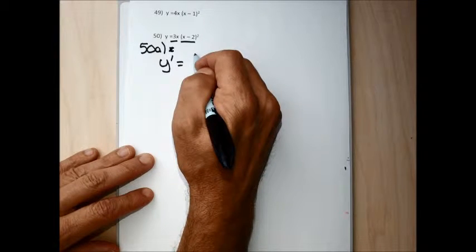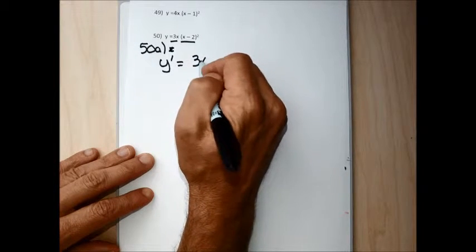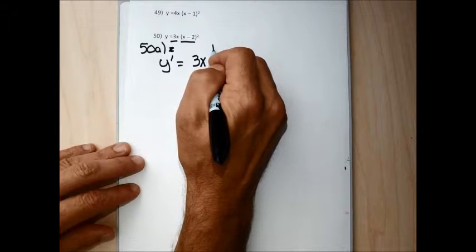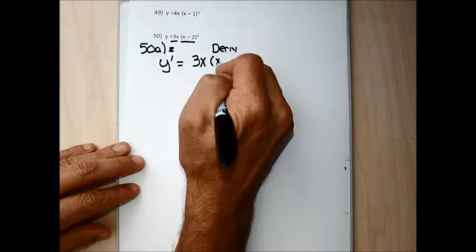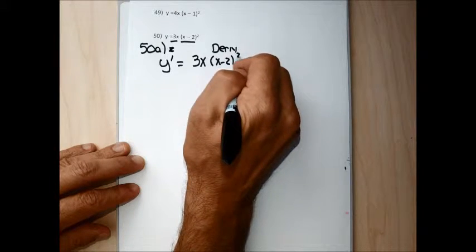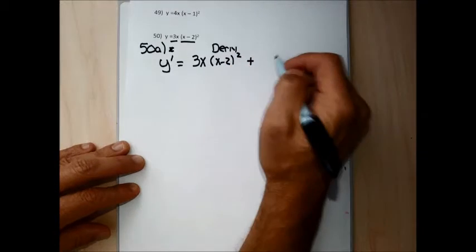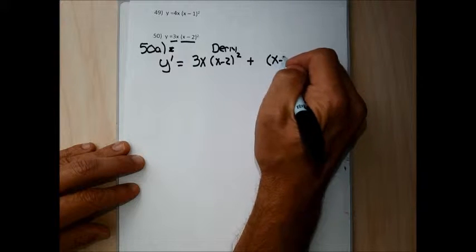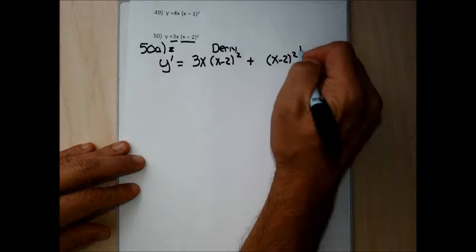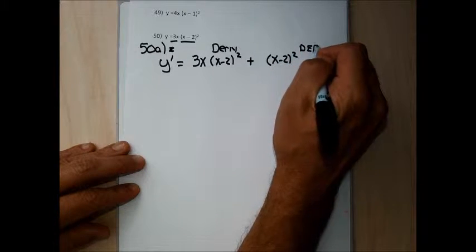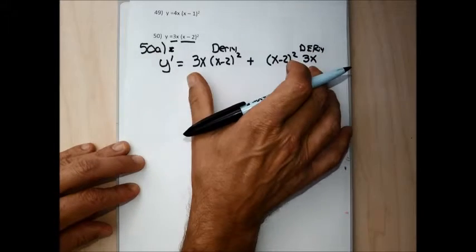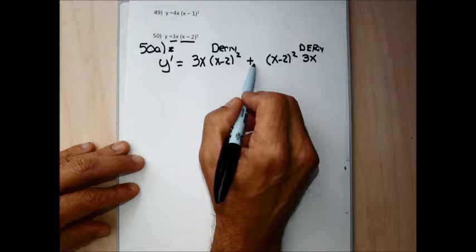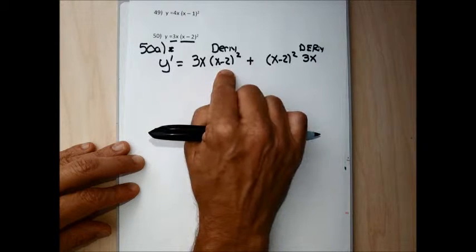So I need to take the 3x and multiply it by the derivative of x minus 2 quantity squared, and then plus the x minus 2 quantity squared times the derivative of 3x. So the product rule is really flexible in terms of how you write it up. On either side of a plus sign, you need each factor times the derivative of the other factor.